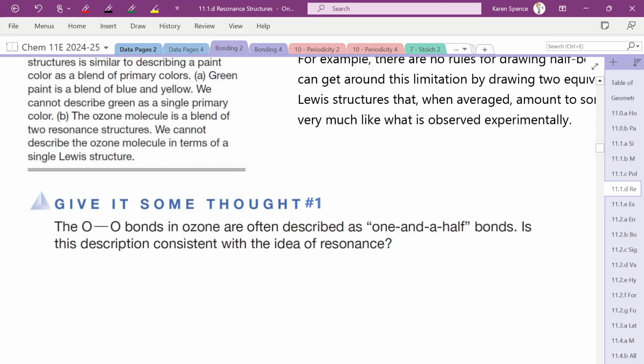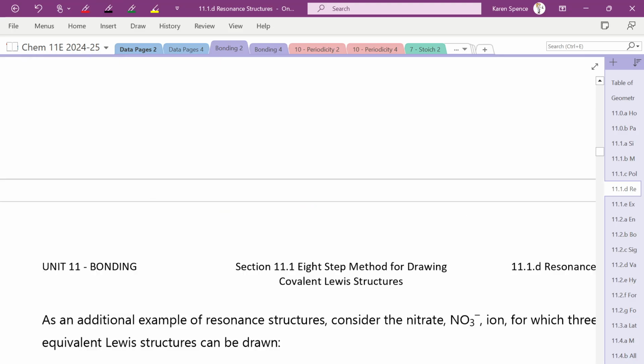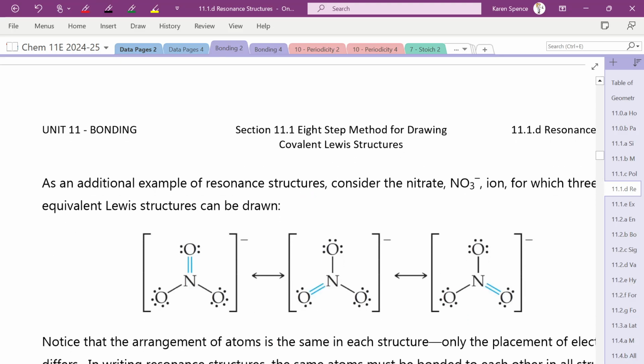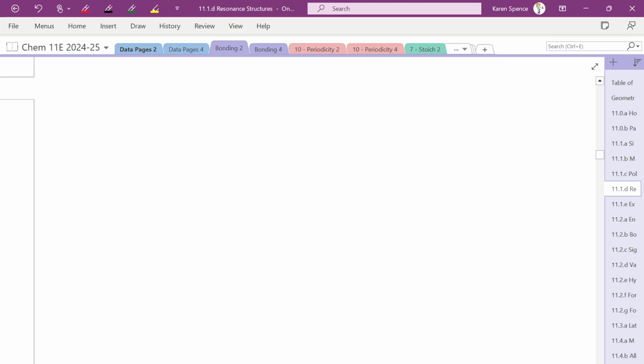Give it some thought. The OO bonds in ozone are often described as 1.5 bonds. Is this description consistent with the idea of resonance? Well, yes. Okay. There we go. Now, let's do nitrate, NO3. So on your paper, NO3 minus. Draw a structure for that.